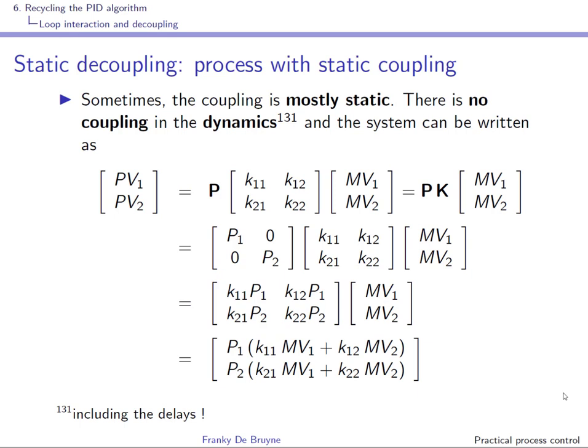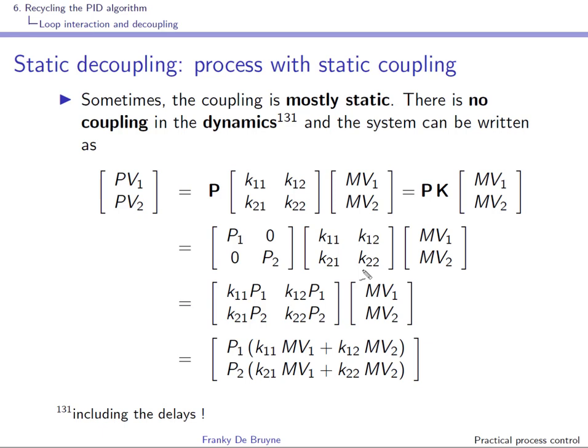Sometimes the coupling is mostly static and there is no coupling in the dynamics. So here we have separated what comes from the dynamics and what comes from the gains, so what is static, right? And you can see here in this matrix that this one is diagonal. So this here is P11, and you can see that P12 is 0, P21 is 0, and this one here plays the role of P22. So in the dynamics there is no coupling, but there is only coupling in the gains over here. So the coupling is indeed static.